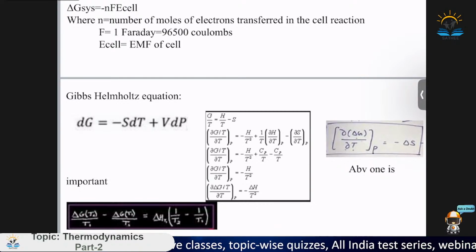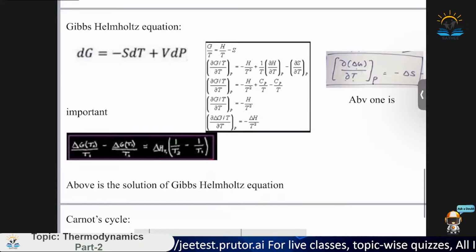d(delta G by T) by dT equal to minus delta H by T square. అది అంత ఇంపార్టెంట్ కాదు. వాట్ ఈస్ ఇంపార్టెంట్ థింగ్ ఇస్ రైట్ సైడ్. dou delta G by dou T at constant pressure is minus delta S. మోస్ట్లీ అదే ఉంటుంది. That's the most commonly preferred Gibbs-Helmholtz equation. And అది ఇంకా సింప్లిఫై చేస్తే there is a solution for the equation.